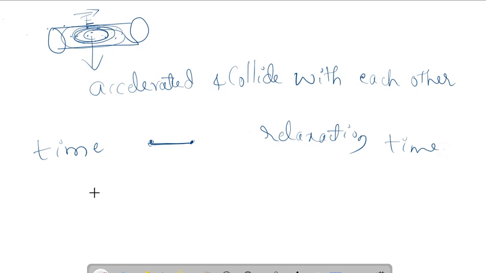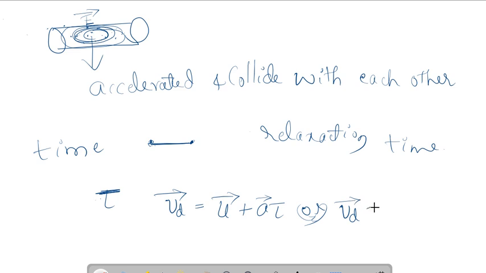Now the electron accelerates for an average interval of time tau, that is the relaxation time. Now the drift velocity in vector form is given by u plus a bar into tau, from physical kinematics. The initial velocity will become 0, so this is a bar tau.